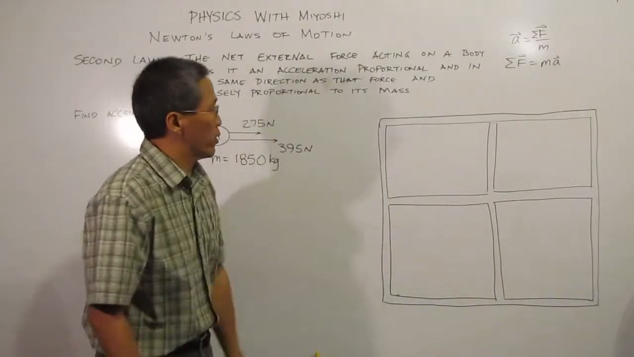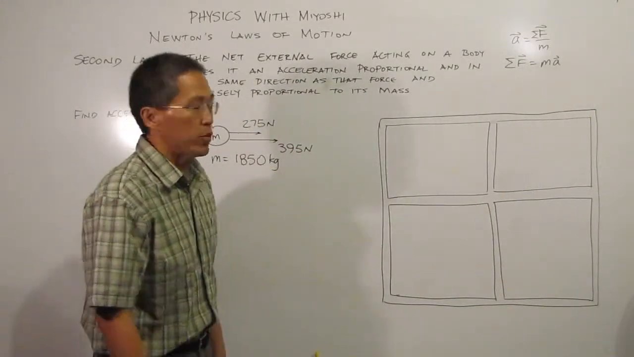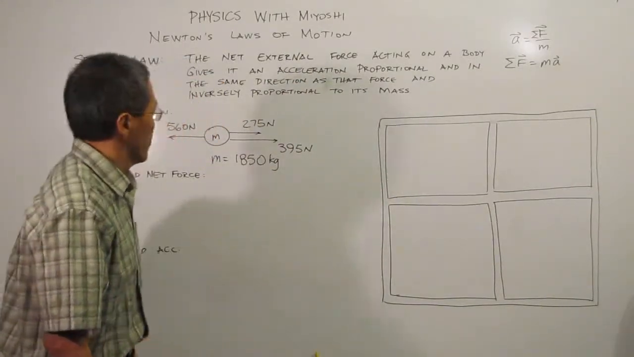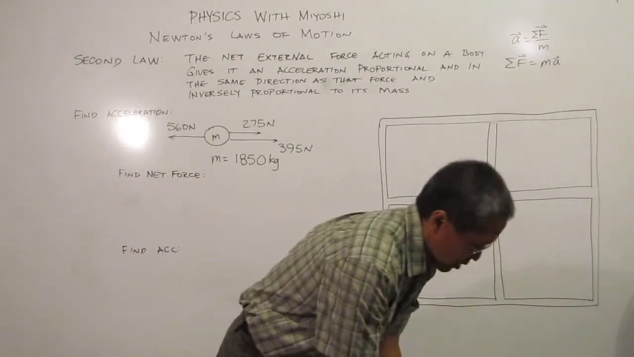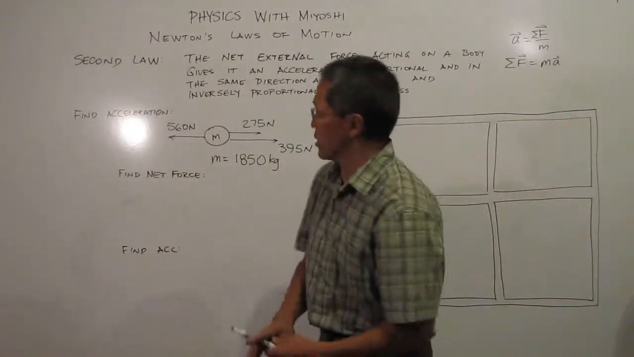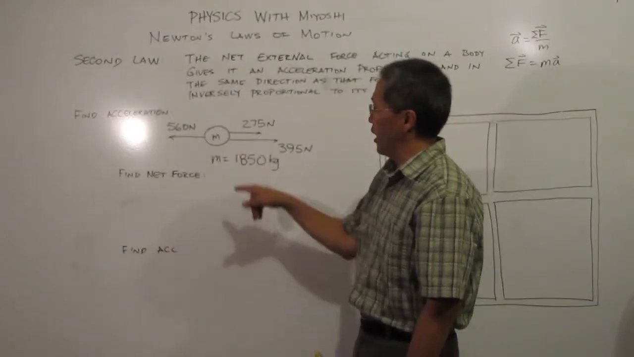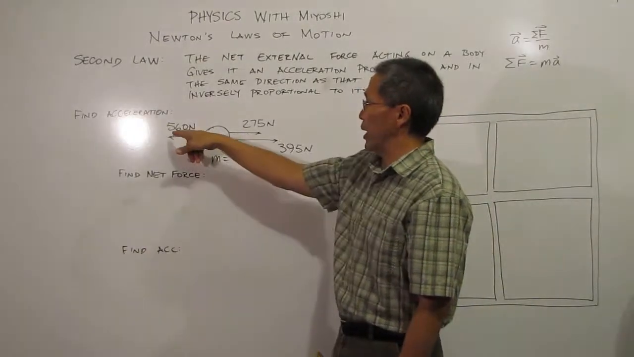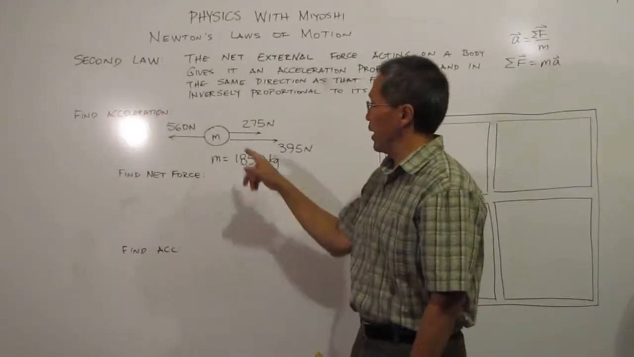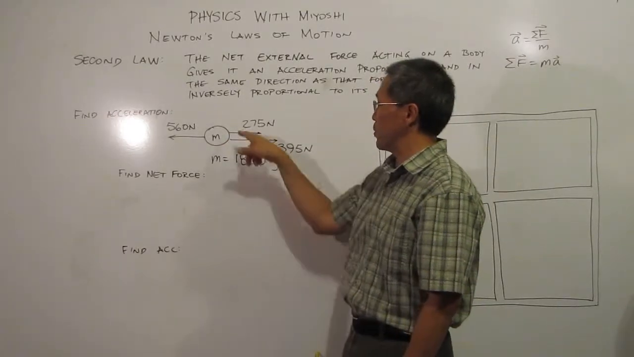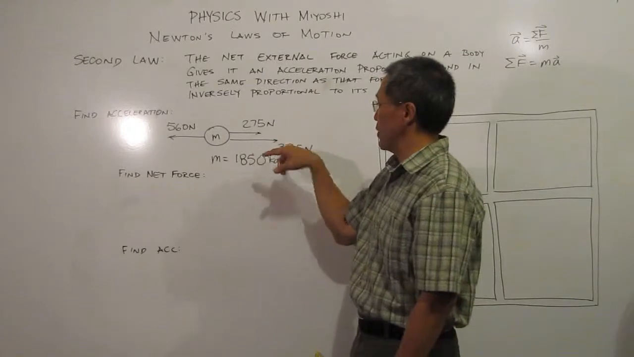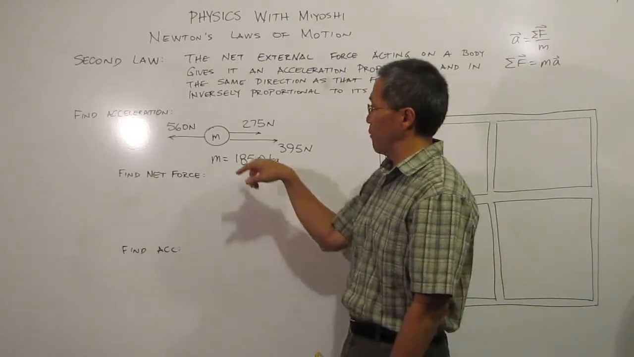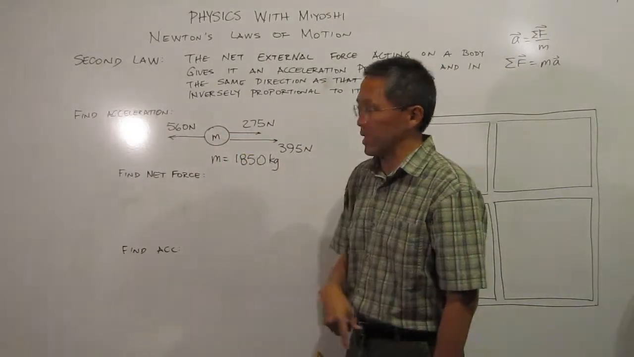We're going to do a quick example for Newton's second law, and basically what we're going to find is the answer to the question: the acceleration if we're moving, for instance, a vehicle that weighed 560 newtons and we were pushing it. Maybe two people were pushing, one at 275 newtons and the other at 395 newtons. We can draw our free body diagram.